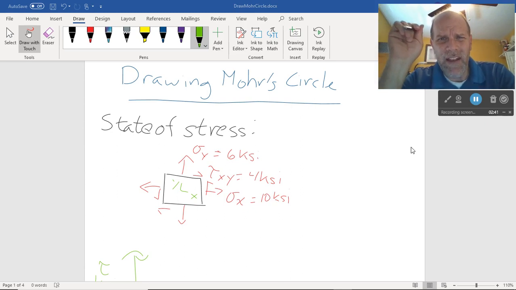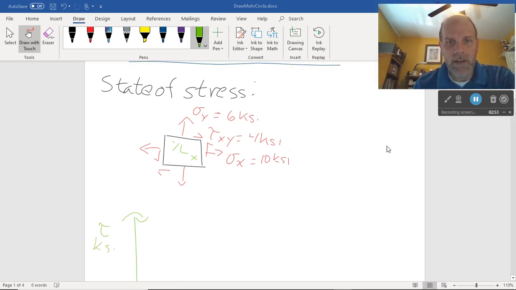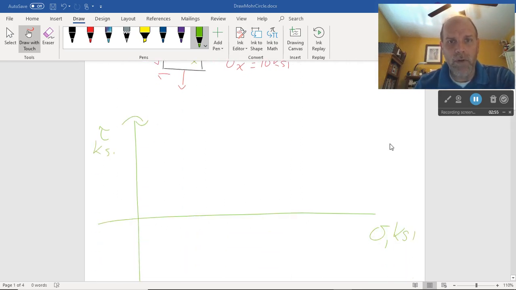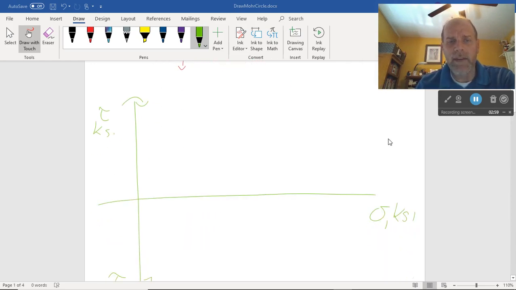We can't think of us having the vertical direction be positive or negative, right? What we have to think of is the couple that's being applied to those faces. I'll explain what I mean in a second. So I've got some axes that'll be handy for Mohr's circle. And I know I'm going to need to have 6 ksi for sigma y and 10 ksi for sigma x. So let me just mark those off.